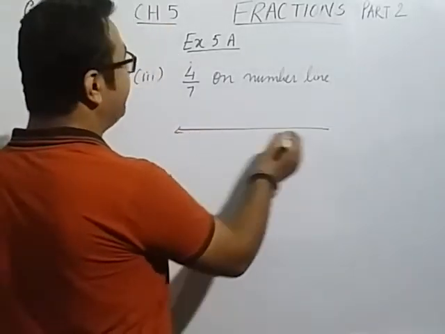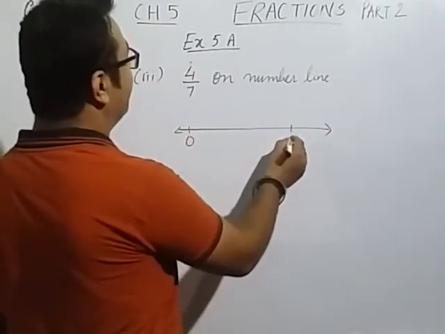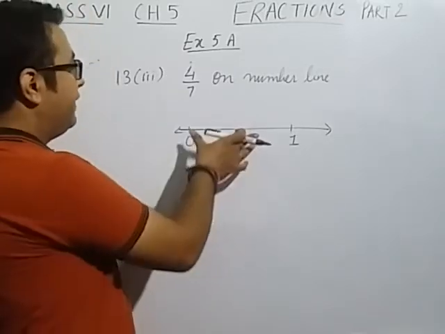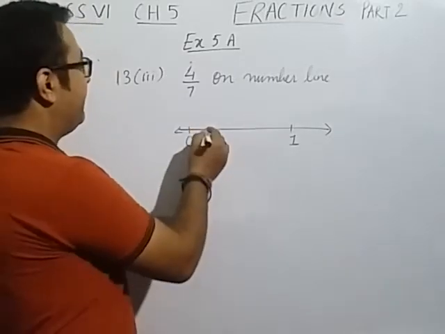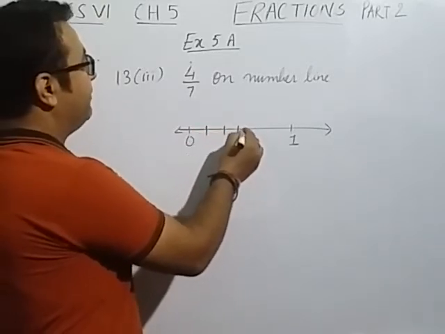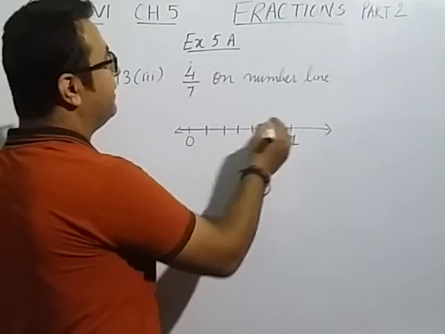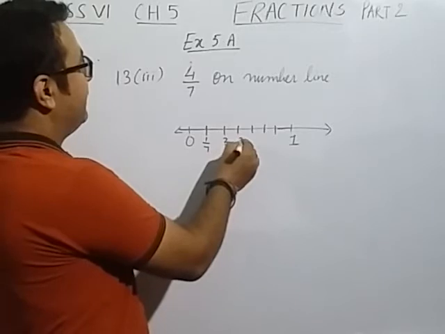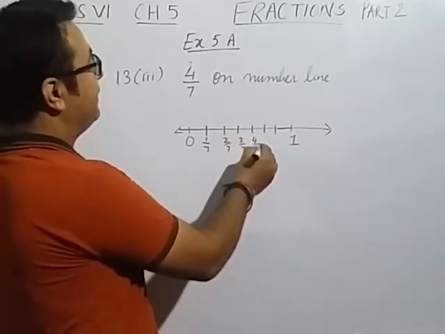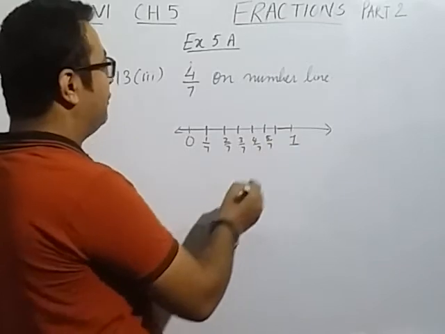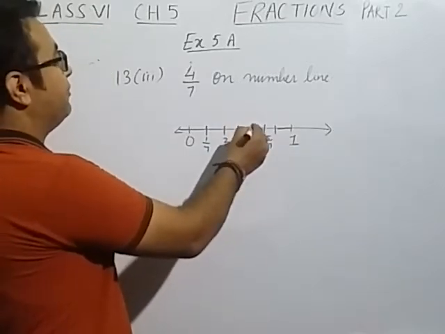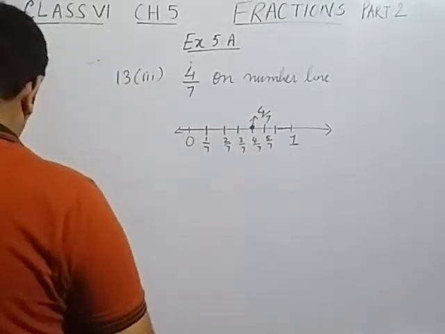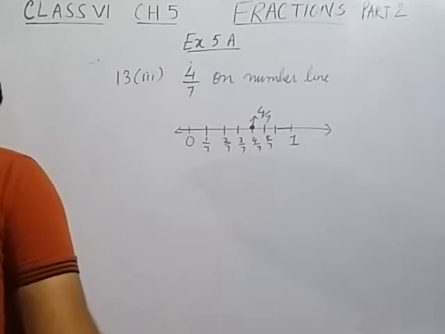We will draw a number line between 0 and 1. Now next step, we see the denominator. Here denominator is 7. So we will divide the distance between 0 and 1 into 7 equal parts. 1 part, 2 part, 3 part, 4 part, 5 part, 6 part and 7 part. First part will be 1 upon 7, then 2 upon 7, then 3 upon 7, 4 upon 7, 5 upon 7 and so on. We need to represent 4 upon 7, 4 upon 7 is here. Okay. Now let's move to the next exercise, that is exercise 5c.